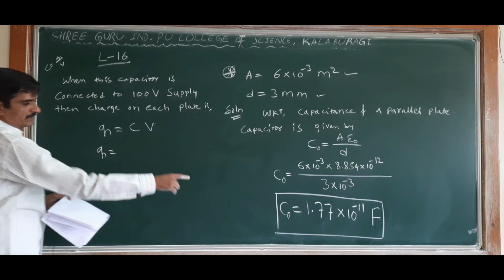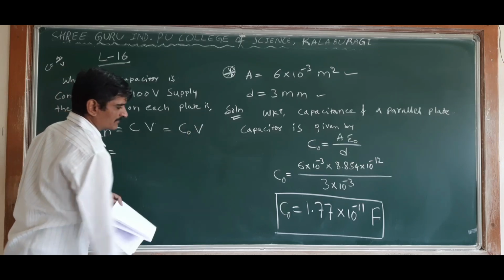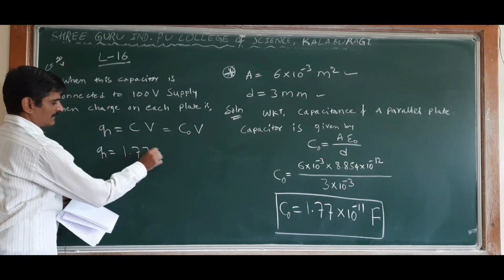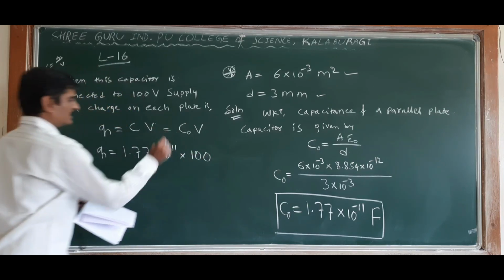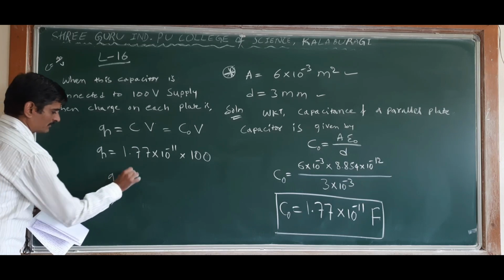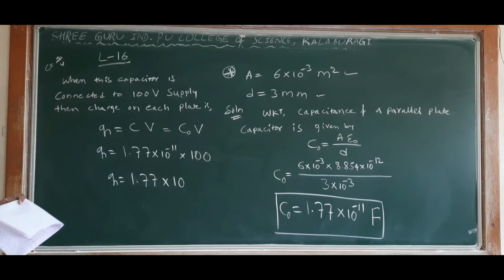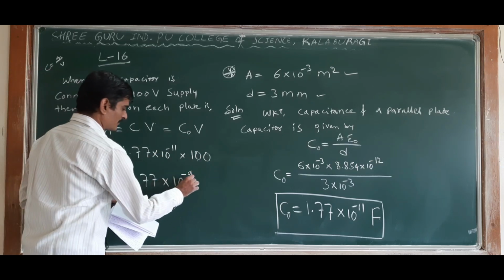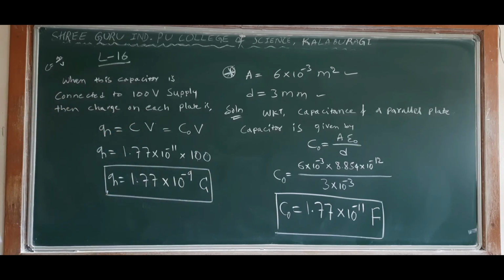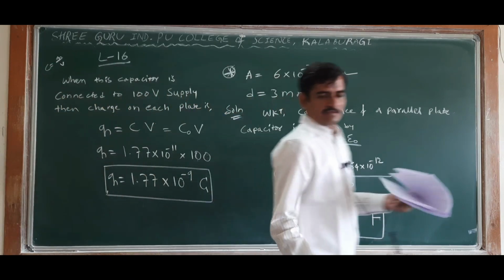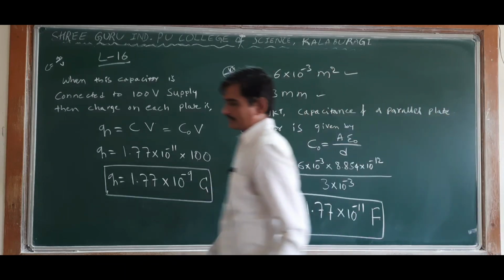So Q is equal to C, which is C naught, into V. So that is 1.77 into 10 to the power minus 11 into 100, V is 100. So I will get Q is equal to 1.77 into 10 to the power minus 9 coulomb, that is 1.77 nanocoulomb. So this is the solution. Understood?